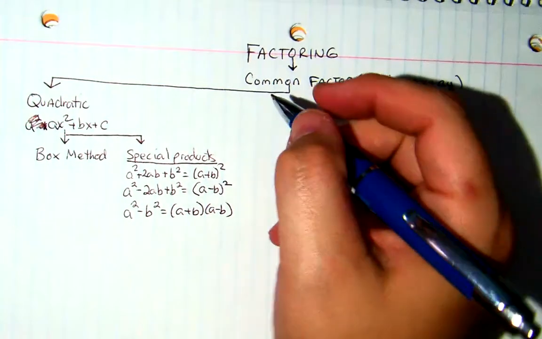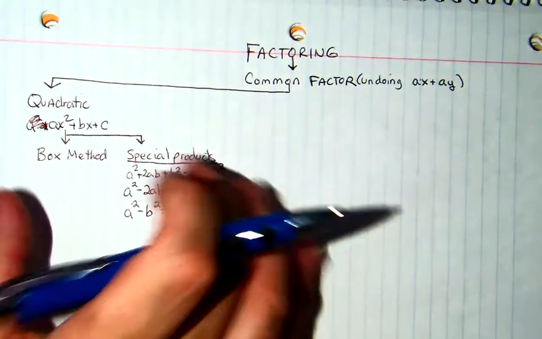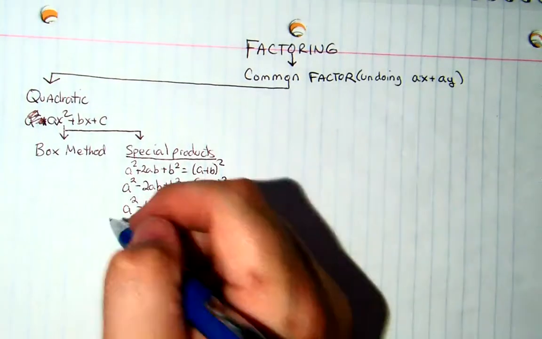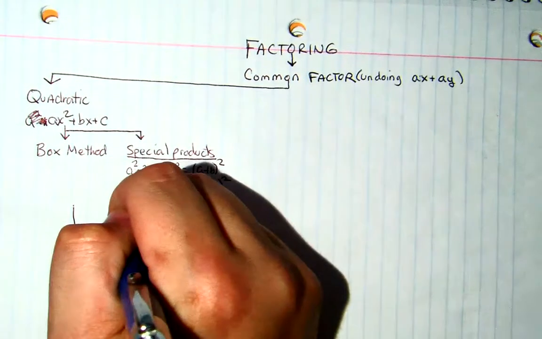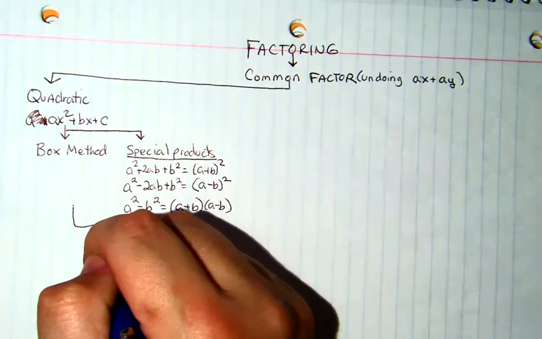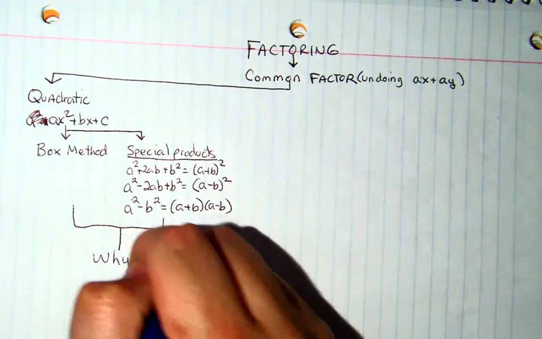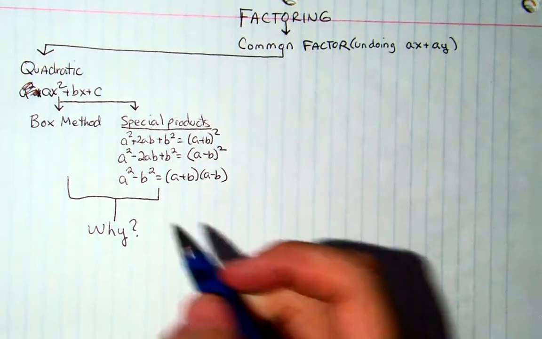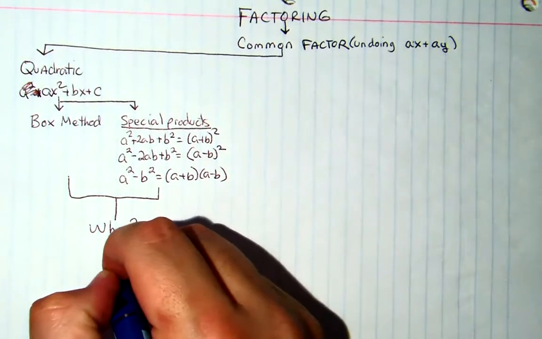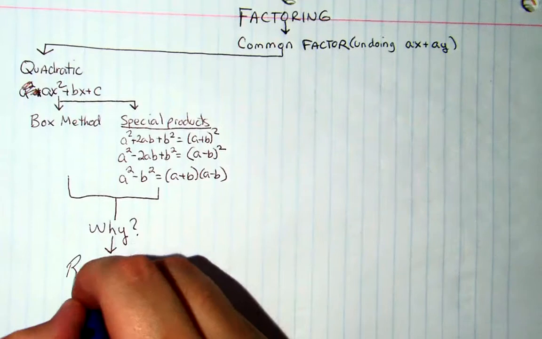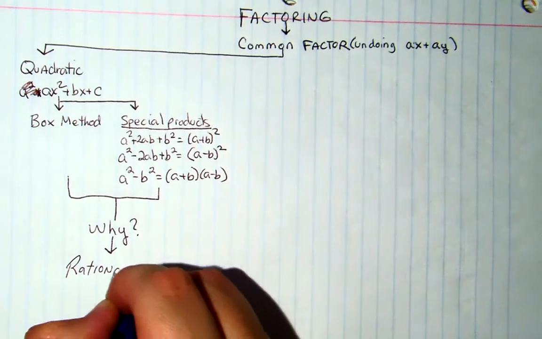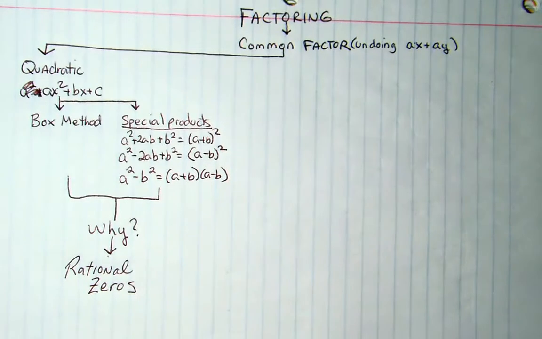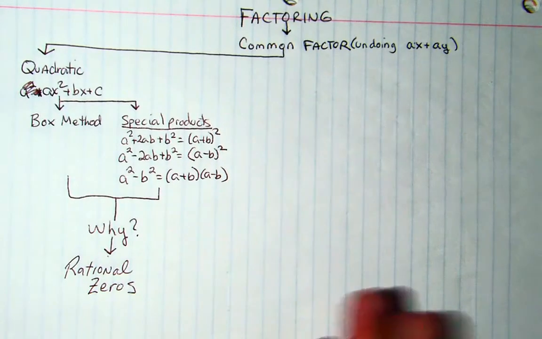Now, the next, as far as quadratics go, that's pretty much what you do with quadratics. Now, why do we do this? Why do we care so much about factoring? You get your rational zeros of your graph.